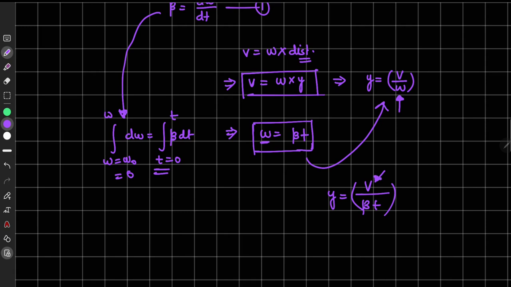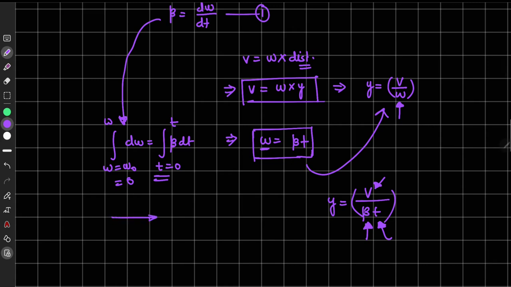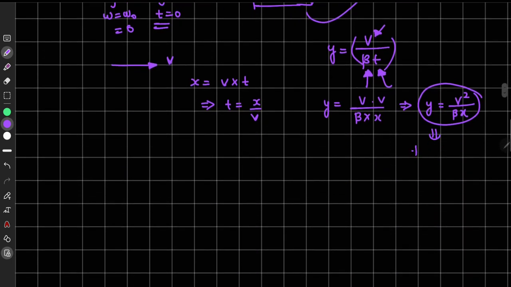Now the values of v and beta are given in the problem. Here we don't know the value of t. For that, we know it is moving with constant velocity in this direction, so we can write x is equal to velocity into time, and from here t is equal to x upon v. So we get y is equal to v divided by beta into x upon v. So from here we will get y is equal to v square by beta x. This is a hyperbolic equation, because v square and beta are both constant and y is inversely proportional to x. If y is inversely proportional to x, that means it is a hyperbola.